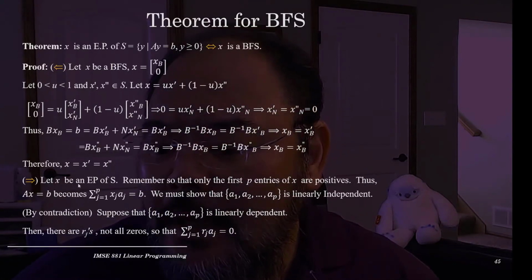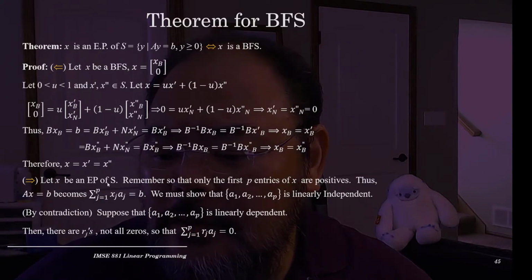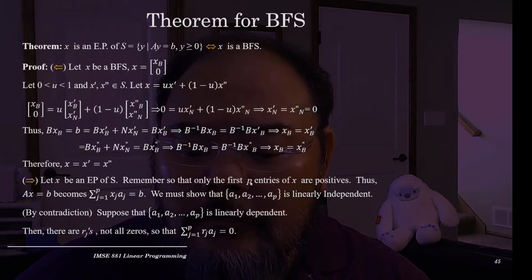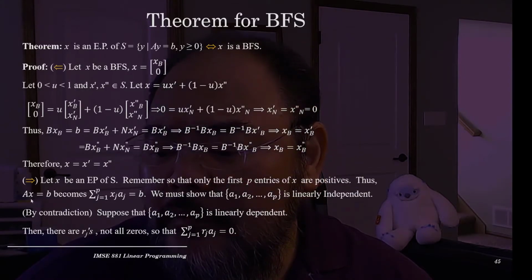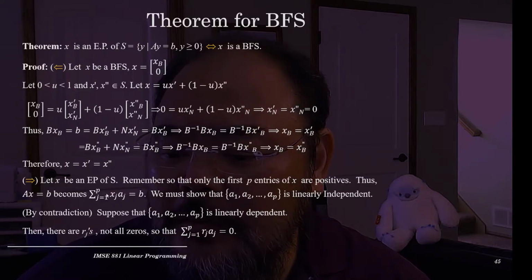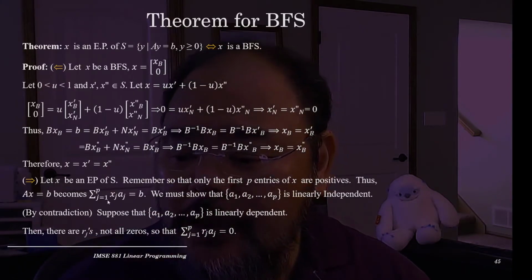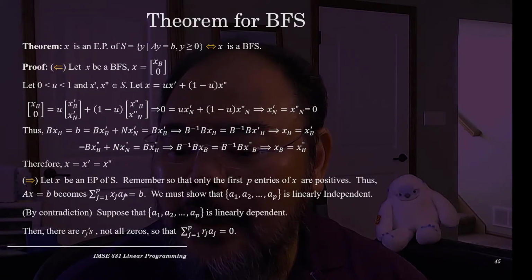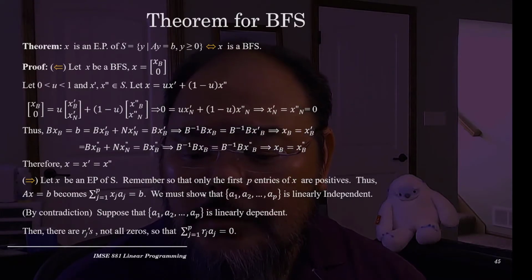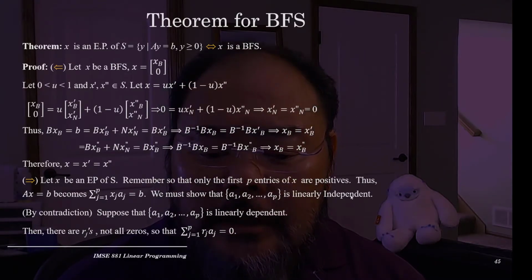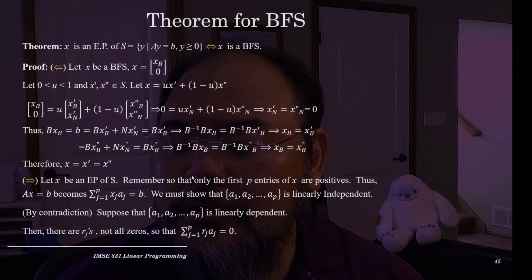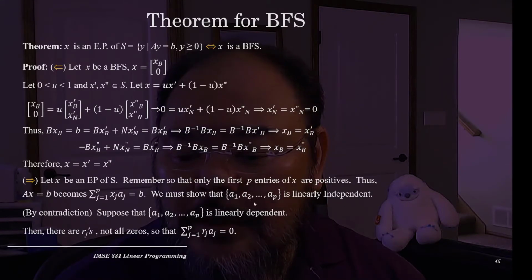Second, if X is an extreme point, remember that only the first p entries of X are positive. Therefore, Ax equals b becomes the sum over j equals 1 to p of xj times Aj, where Aj is the column of A. We must show that A1 to Ap are linearly independent. So here we're trying to show that A1 to Ap are linearly independent.